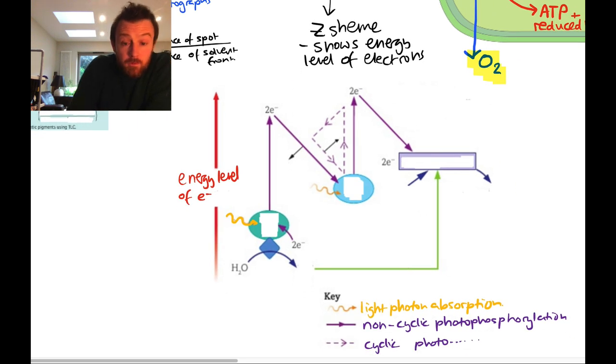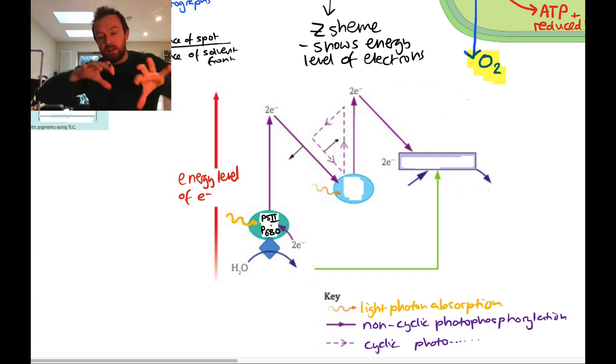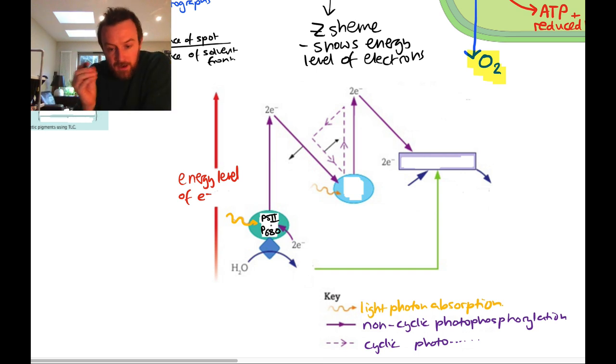So the first thing is PS2 absorbs a photon of light, and the reaction center chlorophyll molecule there is called P680, which means it absorbs best at 680 nanometers of light. But remember, we've got accessory pigments catching extra bits of light either side of that wavelength peak and funneling it to the reaction center. Now, two electrons get excited. The two electrons leave the molecule and are passed onto an electron acceptor. Let's write that here.